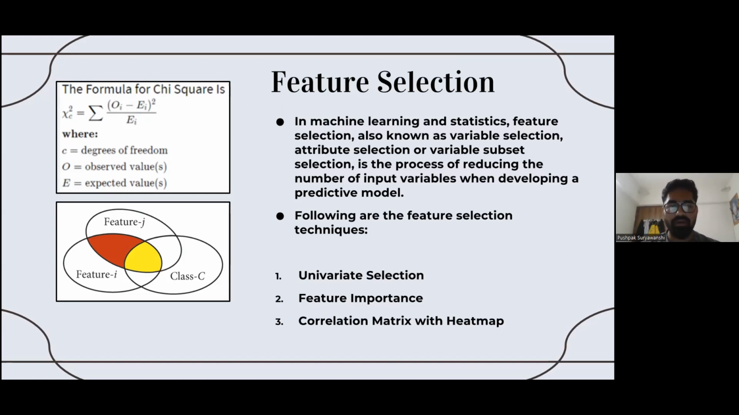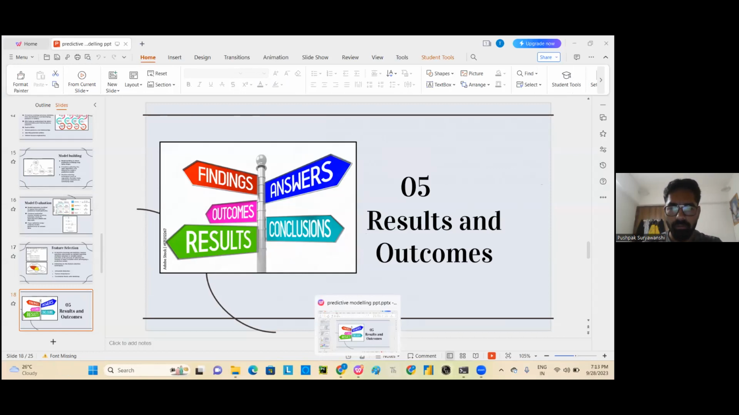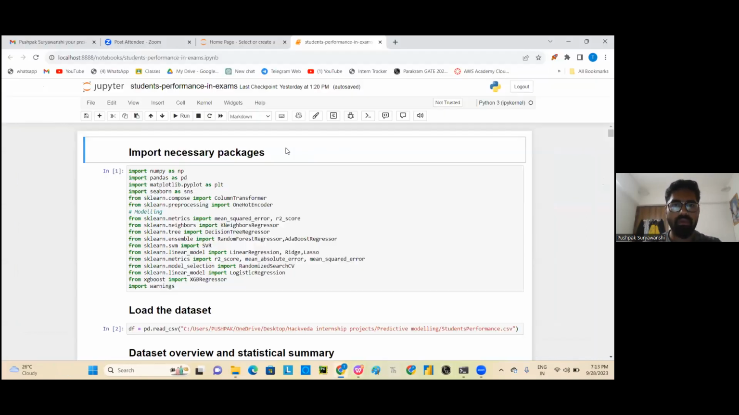So following are the feature selection techniques, which are univariate selection, feature importance, and correlation matrix. The best suitable feature selection technique here was univariate selection. So in this task, we have used that. So finally, result and outcomes. Before result and outcomes, I want you to see the code. So this is the code.